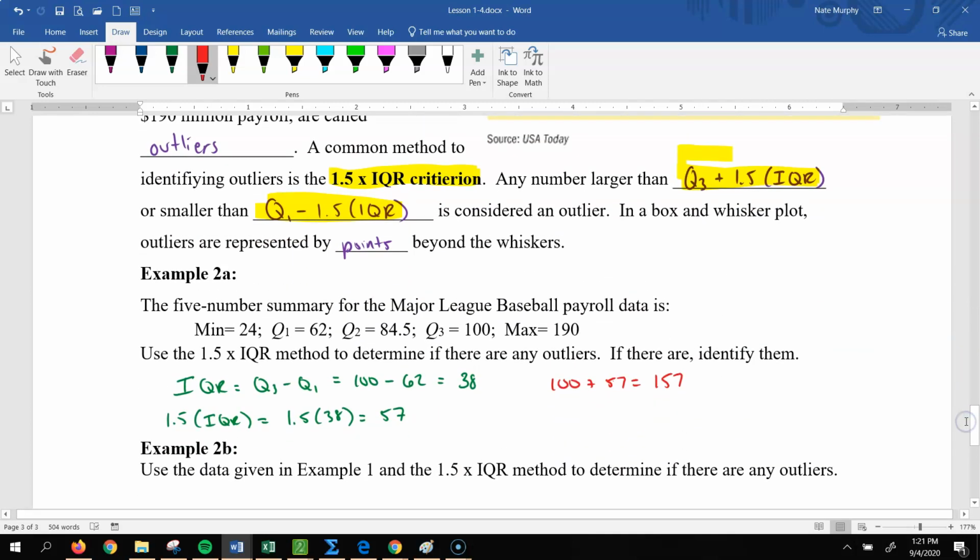So now I want to see if there are any outliers on the low end. This is where, like I said, it gets tricky. You're going to take your Q1, which is 62, and subtract 57. Anything smaller than that would be an outlier. If I take 62 minus 57, I get 5. Well, there are no teams that have a payroll of less than $5 million. So the only outlier is the 190 million.